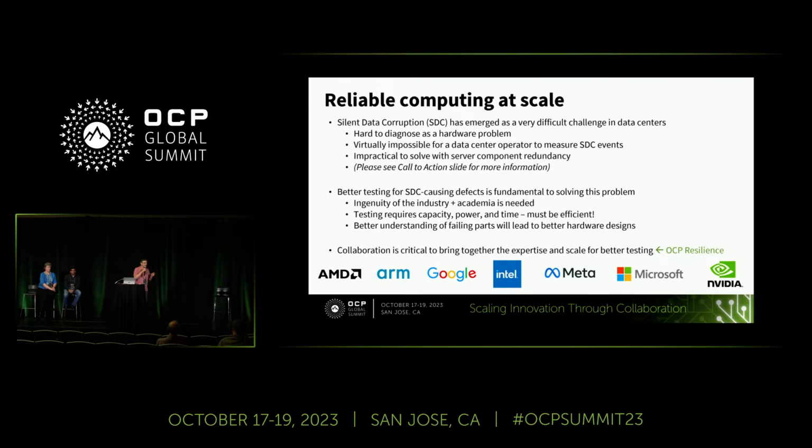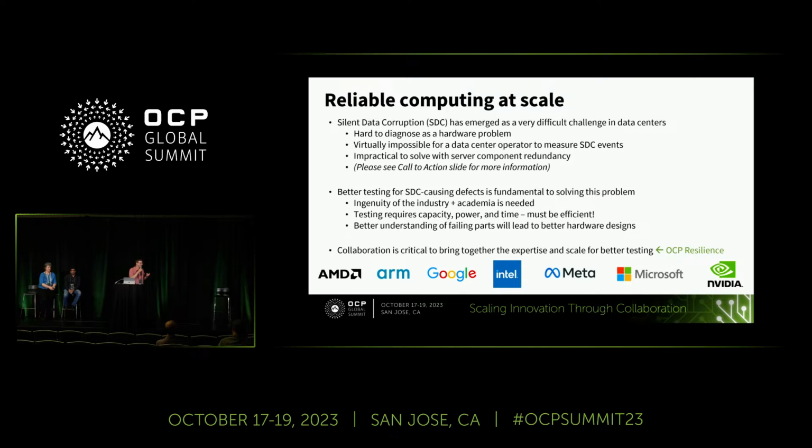The reasons are, very briefly, it's hard to diagnose as a hardware problem. It's possible, but it usually takes months of work before we can conclude that, which is not scalable. It's virtually impossible for a data center operator to even know how often a silent data corruption event happens. The S stands for silent, so by definition it's difficult. We can find defective parts, but knowing how often it happens is also challenging.